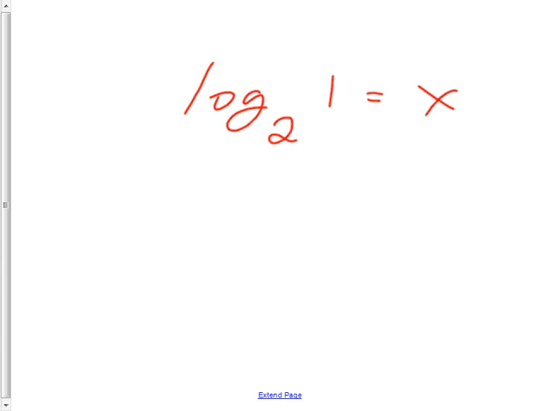And it becomes what to the what equals what? 2 to the x equals 1. Now think about that. 2 to what power would equal 1? 0 power. Moral of the story is that the answer is 0.